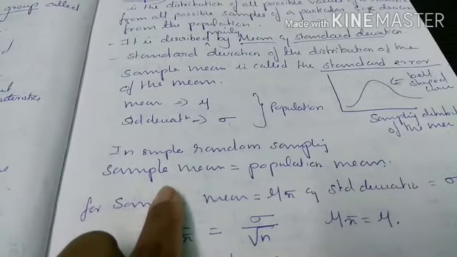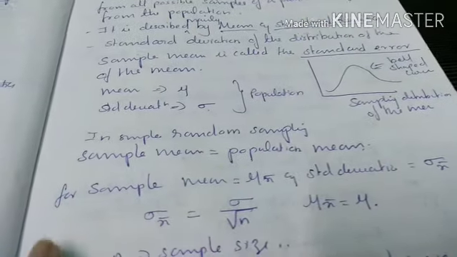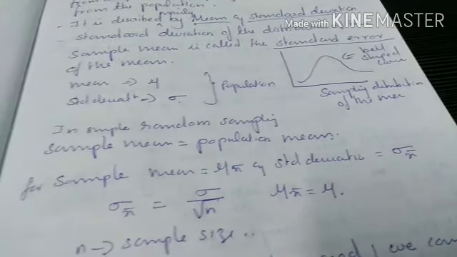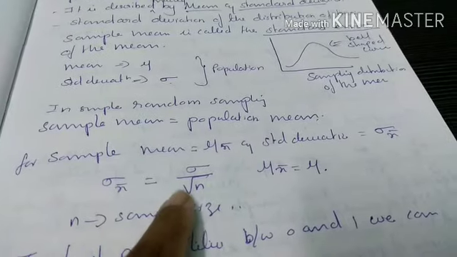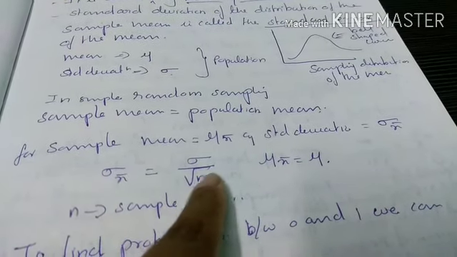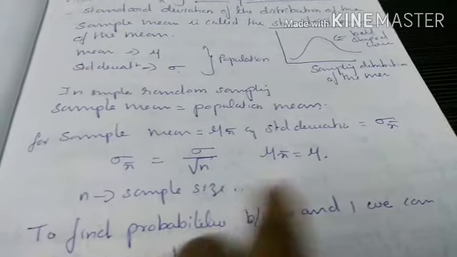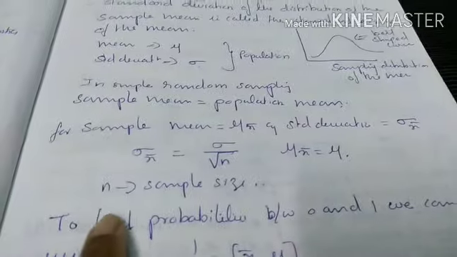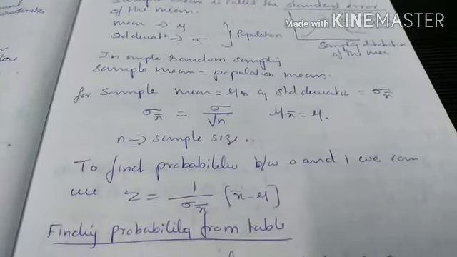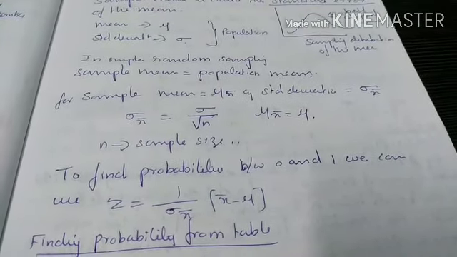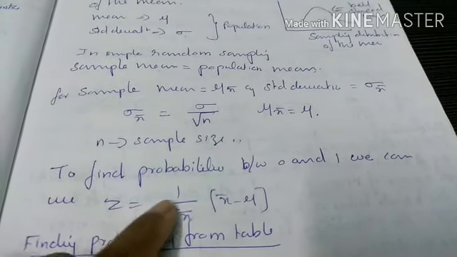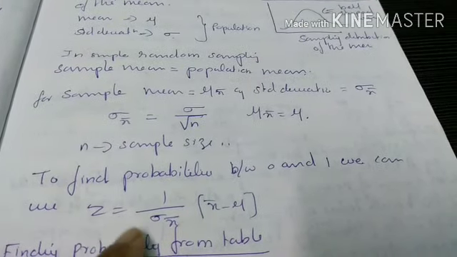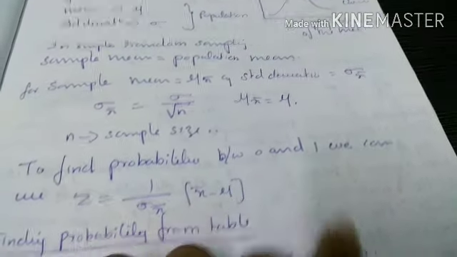In simple random sampling, the sample mean is equal to the population mean. For the sample mean, mu x bar, and the standard deviation is represented by sigma x bar. Sigma x bar, the standard deviation, is equal to sigma by root n, where n is the sample size. Here mu x bar equals mu, that is, the population mean and sample mean are equal. To find probabilities between 0 and 1, we can use the Z score, Z equals x bar minus mu divided by sigma x bar. The value of probability is always between 0 and 1.